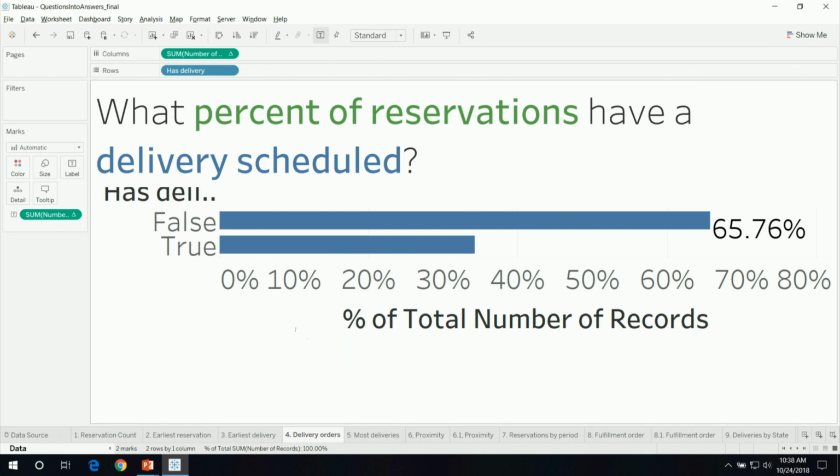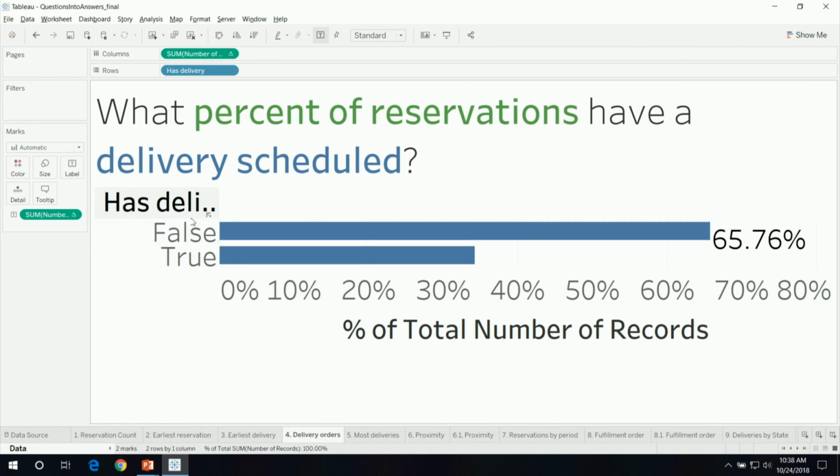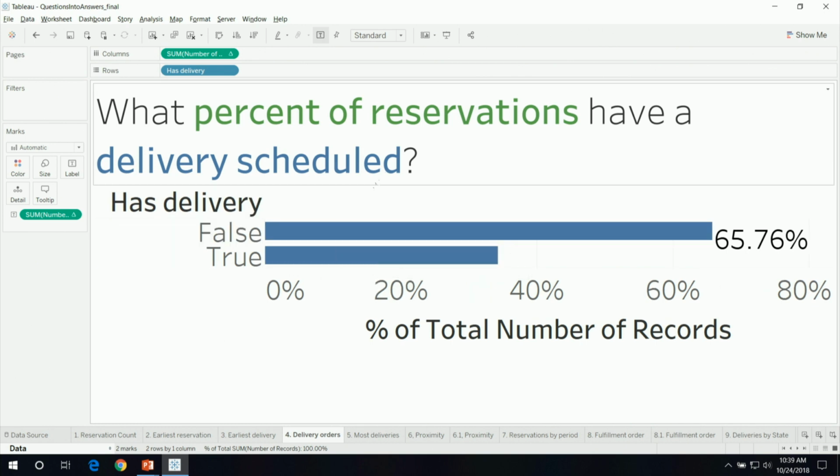So now we're starting to get a little trickier, or a little more complex data. So I adjust to my screen size here. These monitors are never as big as the ones at my desk. So now I've actually got a couple of things going on here. I've got more pills. I'm looking at percent of reservations, so I've got a little part-whole analysis going on. And I have this delivery scheduled piece of the question. So I'm asking about reservations, but I'm comparing the ones that have a delivery versus the ones that don't.